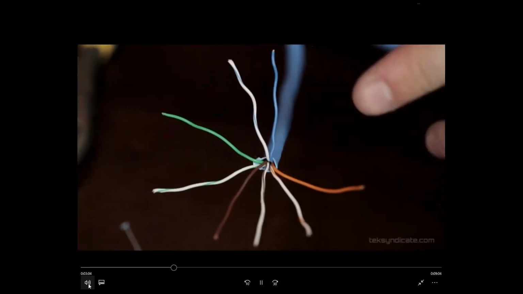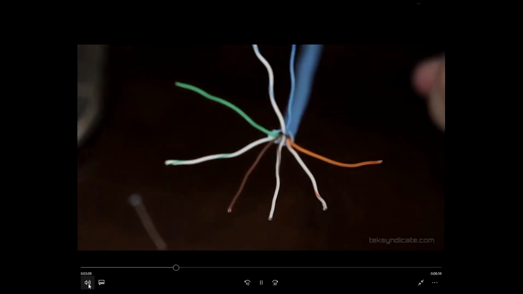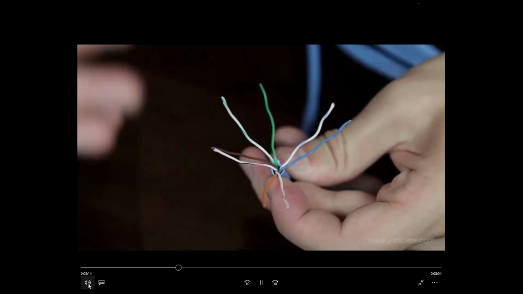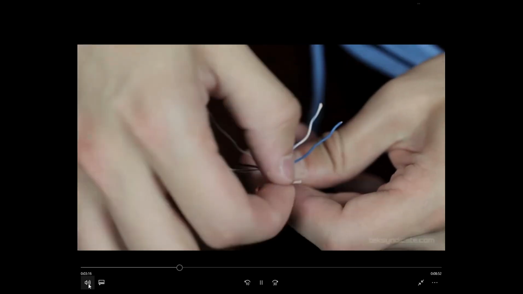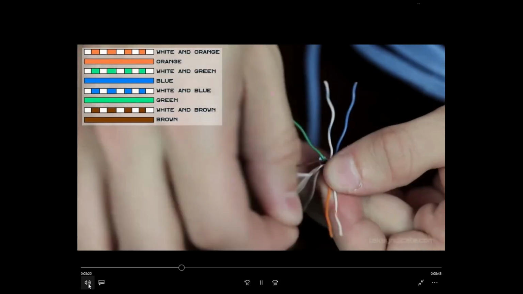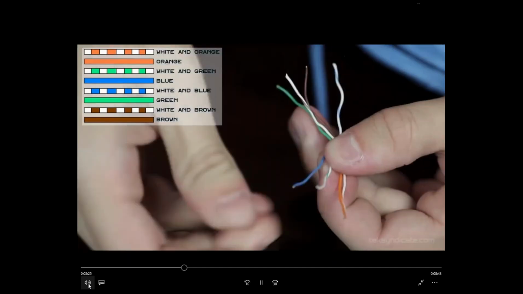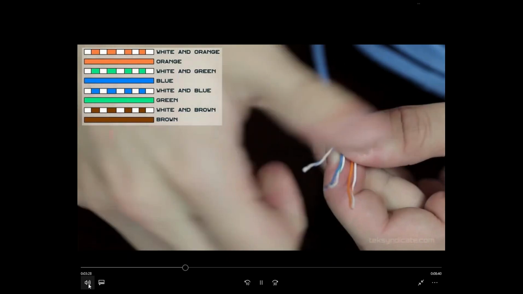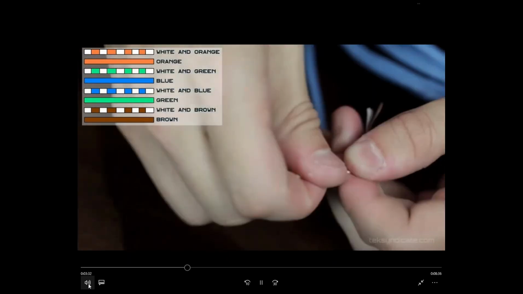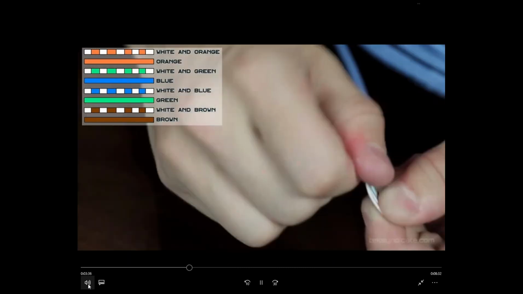Here I've untwisted all of our conductors into our different color codes. We've got our orange pair, our brown pair, a green pair, and the blue pair. We want them to be in this order I'm going to give you right now. It's going to be white with the orange stripe, orange. And then it's going to be white with the green stripe, solid blue, white with the blue stripe, solid green, white with the brown stripe, solid brown.